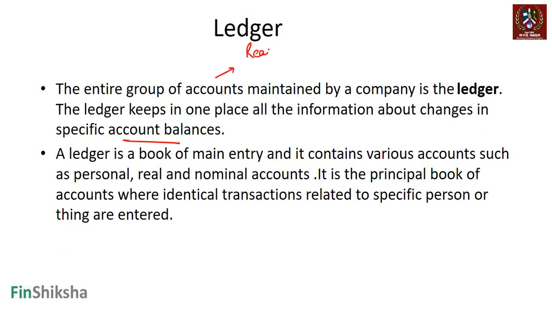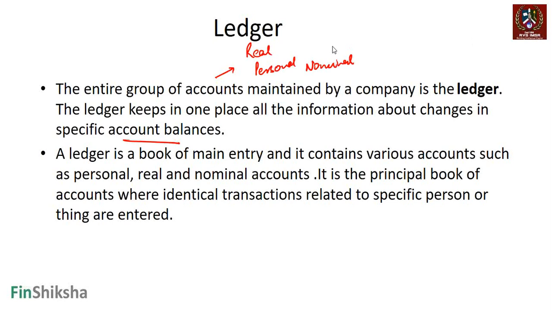This is all the real, personal, and nominal accounts that we had studied about. All these accounts, the details of these accounts where things get classified: cash account, salary account, bank account, capital account, investment account, furniture account, all these accounts will be put in one place. A ledger is a book of main entry and it contains various accounts such as personal, real, and nominal accounts.